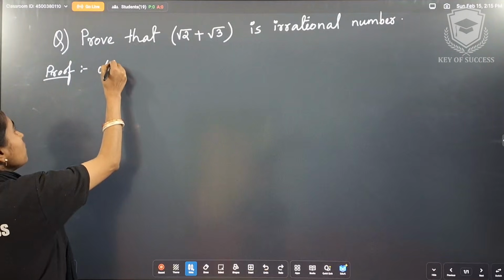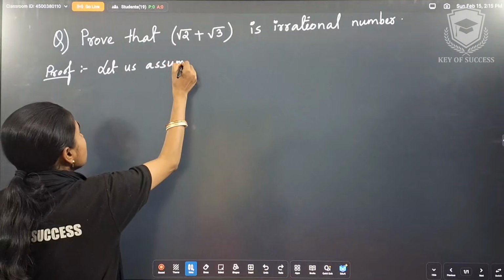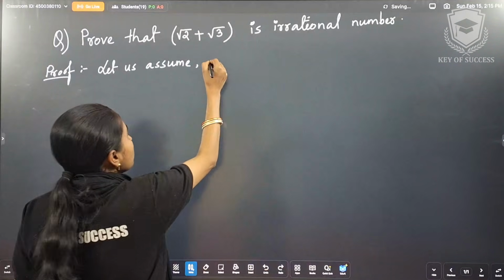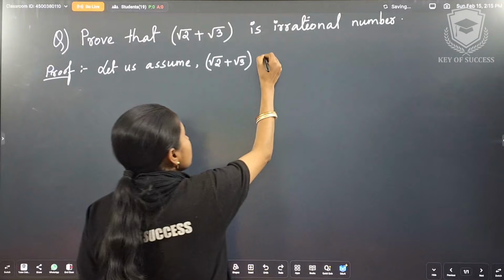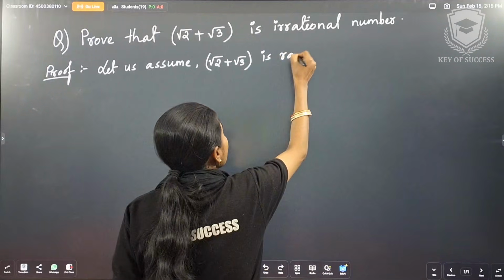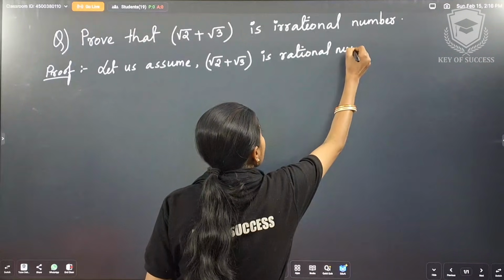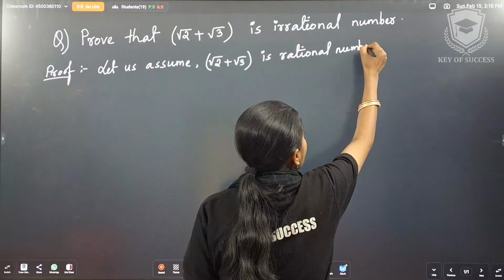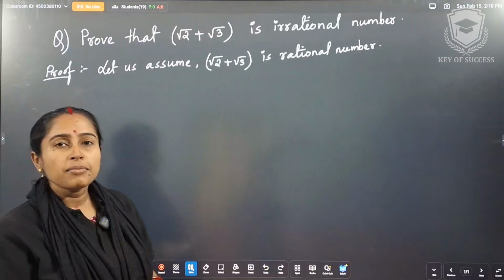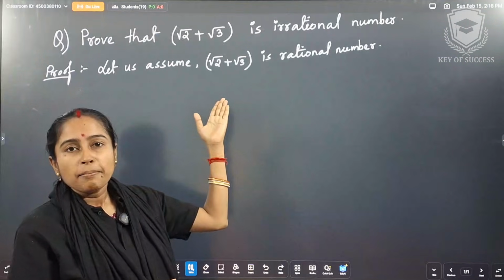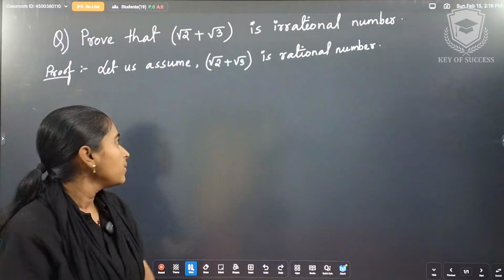So first, what will we do? Let us assume root 2 plus root 3 is a rational number. After that, any number being rational means what? We can write that number in the form p by q, where q is not equal to 0 and p and q are co-prime.